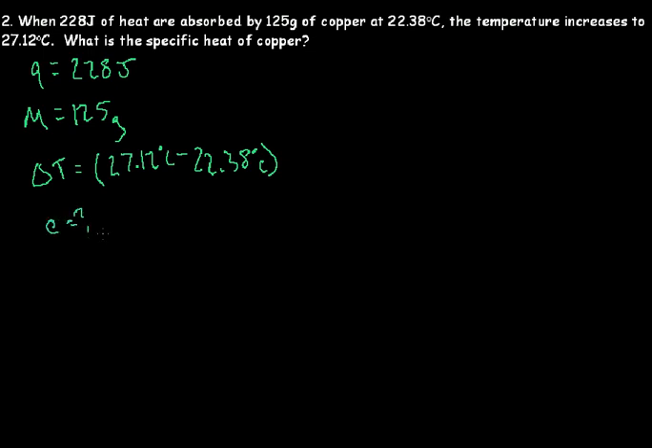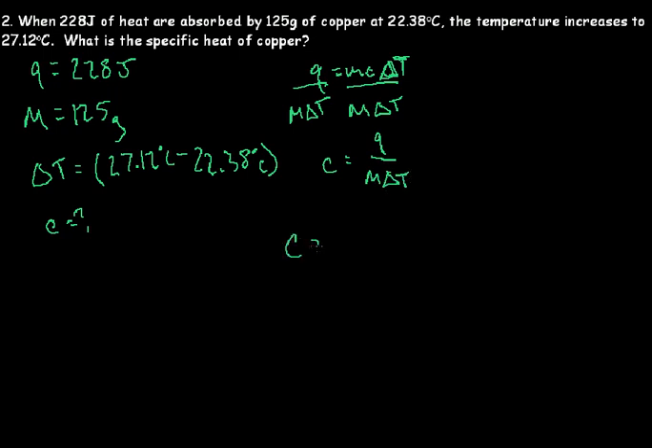We're looking for C. So our formula Q equals MC delta T, we can rearrange this formula to solve for our C. To get C all by its lonesome, we're just going to divide by M delta T. Do that to both sides. And we end up with C is equal to Q over our mass times our change in temperature.